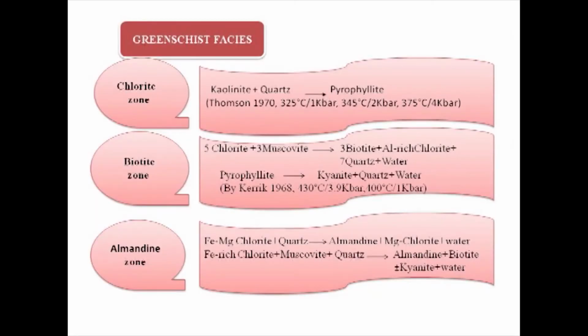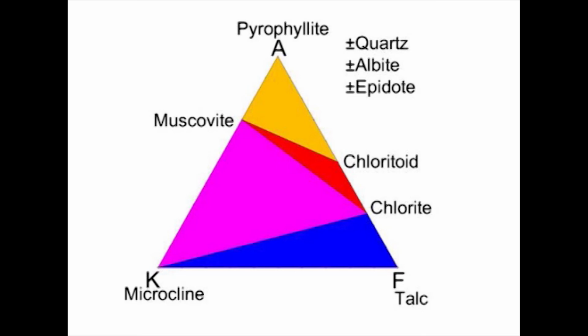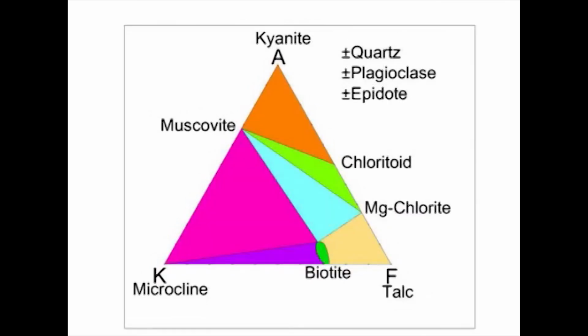Now, come to the second higher zone, that is your biotite zone. The beginning of the biotite zone is indicated by the appearance of biotite by the following reaction: 5 chlorite plus 3 muscovite give rise to 3 biotite plus Al-rich chlorite plus 7 quartz plus water. Kyanite appears in place of pyrophyllite by the reaction pyrophyllite gives rise to kyanite plus quartz plus water.